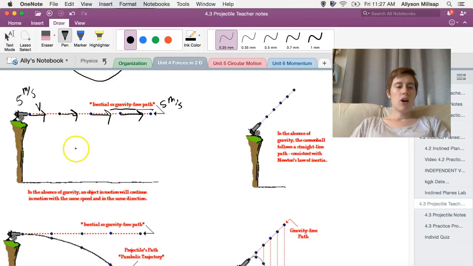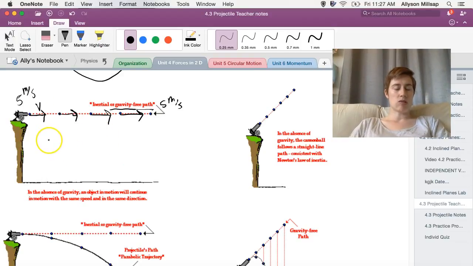Why is that? Well, remember that if there's not a force acting on an object, it's not going to change whatever it's doing. That's Newton's law of motion: an object at rest or an object in motion, like this object, will stay in motion unless it's acted on. So there's no force acting on it, so the speed is the same.